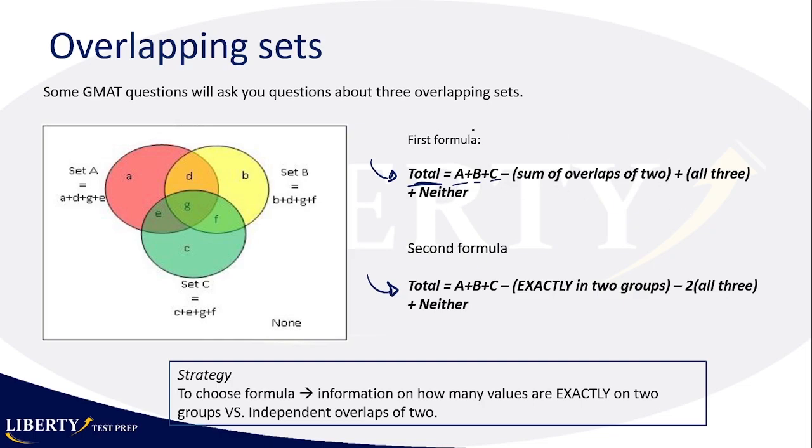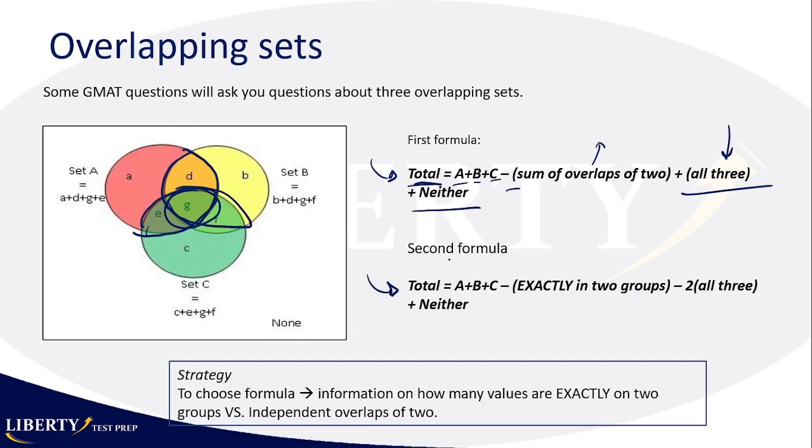The first formula goes: total is equal to the 3 sets minus the sum of the overlaps of 2. What are the overlaps of 2? In this case, for example, an overlap of 2 is DG, another overlap of 2 would be EG, and another would be GF. Those are overlaps of 2, okay? So you add them up and subtract the overlaps of 2. And then you have to add G once. Why? Because you discounted it 3 times and that was too much, so you have to add it once again. And then neither are the ones that are outside the circles but inside the rectangle.